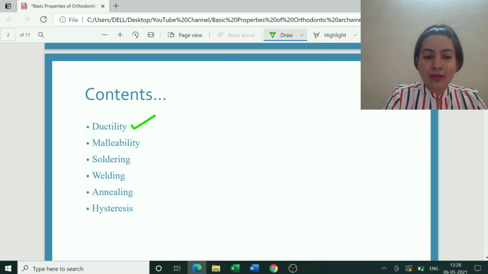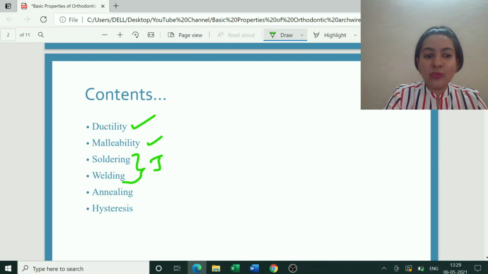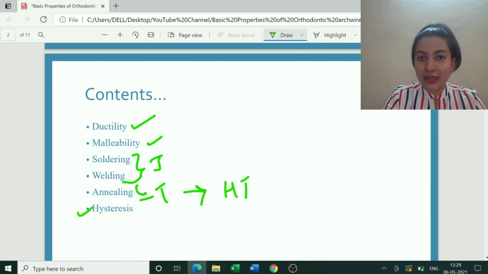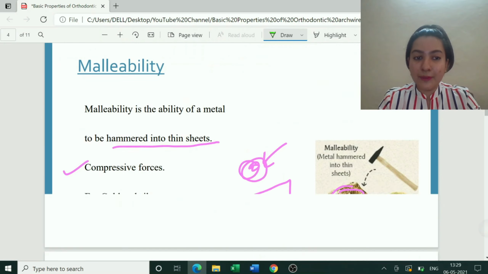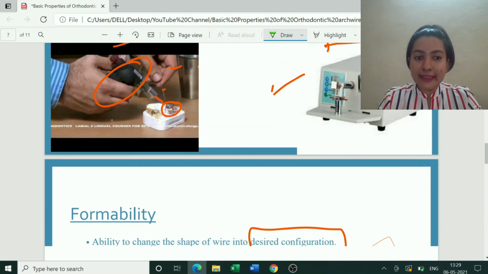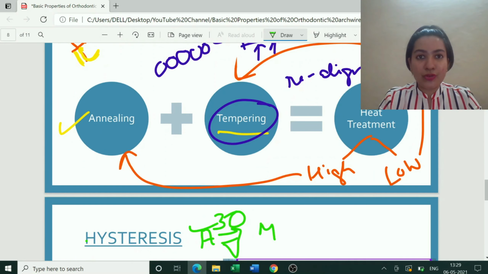Ductility, done. Malleability, done. Soldering and welding, done under the common brand name or the broad term of joinability. Then we saw annealing and we even saw tempering under the broad category of heat treatment. Then hysteresis, okay, where the hysteresis curve is very important. Students, you should know it very well. Malleability, joinability, we did formability. Yes, heat treatment, remember the two broad categories, annealing and tempering.